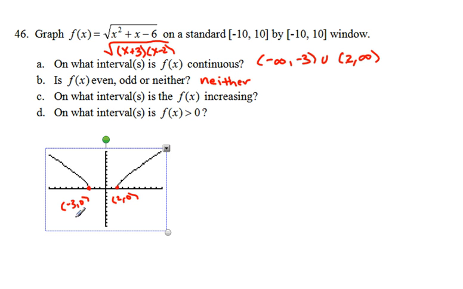When is the function increasing? Well, let's see. Here we're going down, but here we're going up. So it's increasing from 2 to infinity. And then lastly, it asks, when is the function greater than 0? Well, it's always greater than 0, except at negative 3, which these parentheses don't include, because at negative 3 it's 0. And then it's also greater than 0 from 2 to infinity.